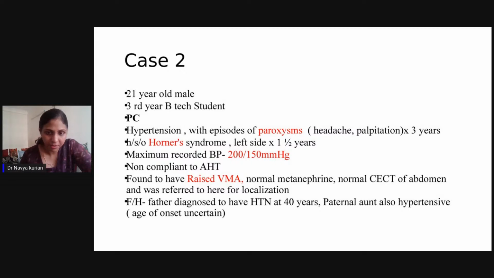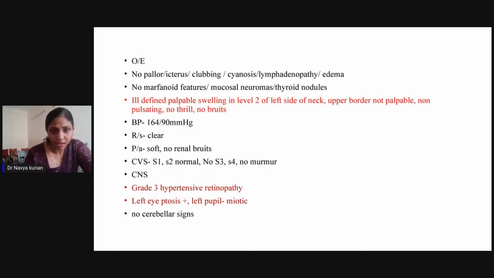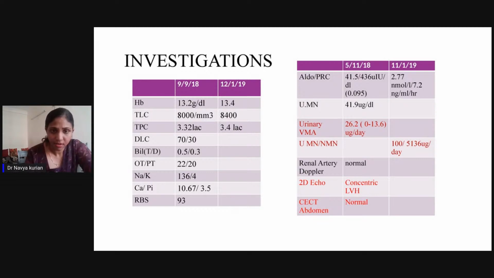His father was a hypertensive. His paternal aunt was also hypertensive. On examination, he had an ill-defined palpable swelling in level 2 of left side of his neck, which was non-pulsatile. He was hypertensive and he had grade 3 hypertensive retinopathy. He had left eye ptosis and left pupil was miotic. His routine investigations were normal.